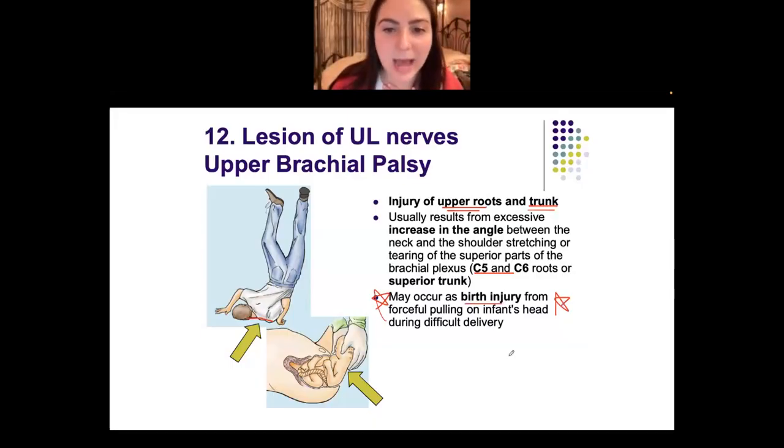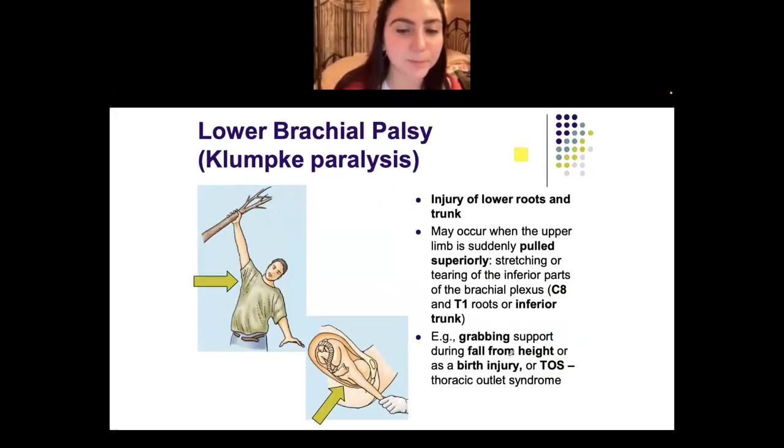So if you ever see that in a vignette, they'll start talking about, they can't do this, the baby can't do this, baby can't do that, baby has wrist drop. They'll talk about things like that. That's usually what happens. It's that upper trunk injury that happened because of birth.